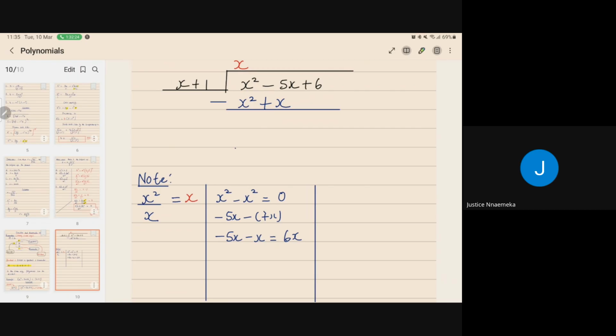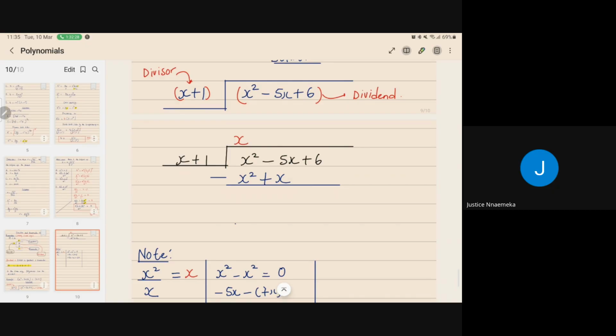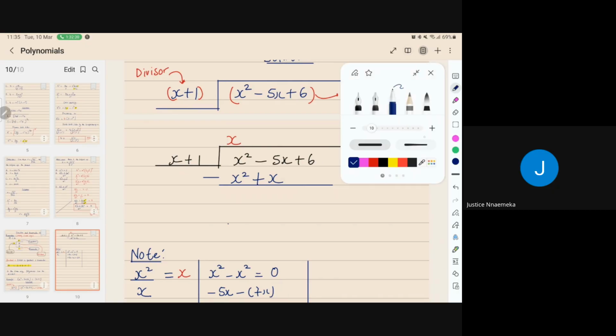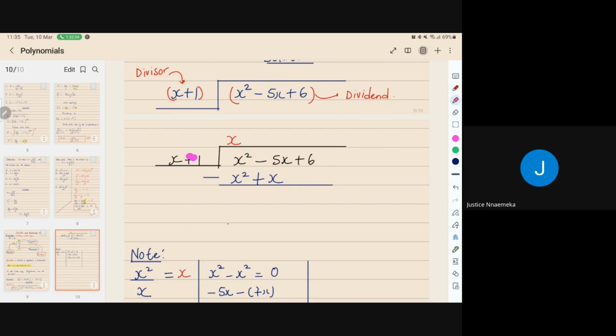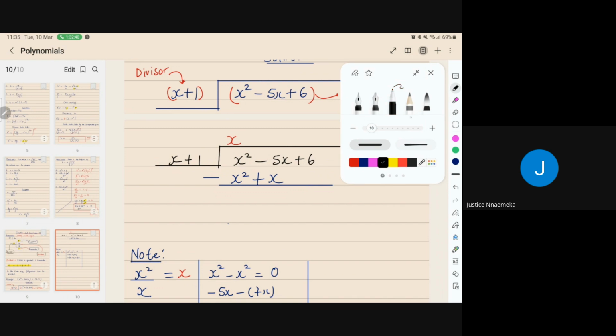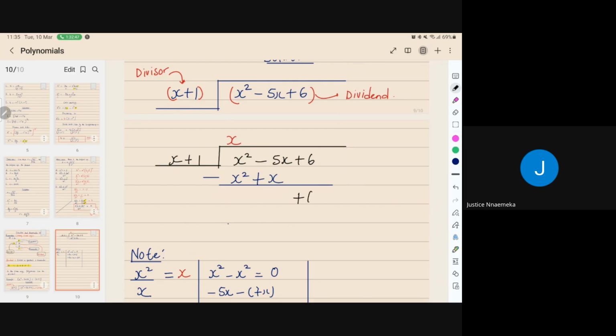All right. So that said, the next thing I have to do is to simplify. There's nothing here now because we multiplied everything. So you're going to bring down your plus 6. Just bring down your plus 6. This will give us minus 6x. Now you go again.